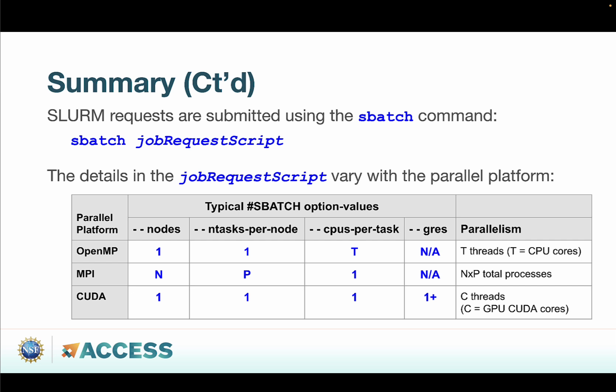CUDA, or OpenACC, jobs offload most of the computation to the GPU, so they typically consist of one node, one task, and one SLURM CPU. But they will use SLURM's GPU partition. SLURM lets you request the kind of GPU you want to use. The total parallelism depends on the number of CUDA cores on that GPU.